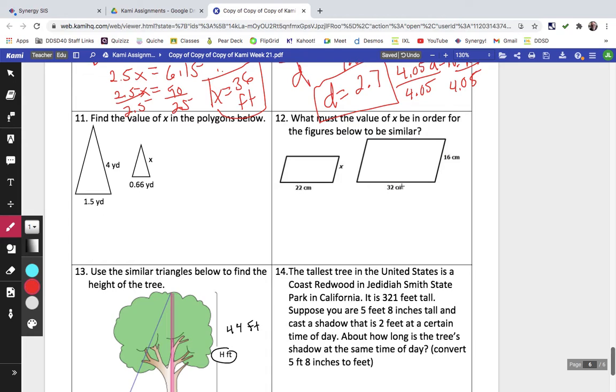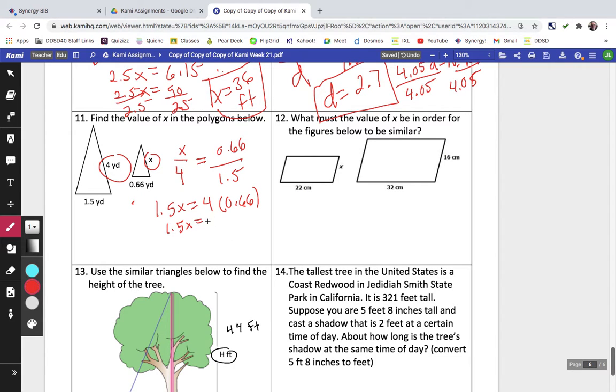Right, 3 more problems. Find the x in the polygons below. So I'm going to do small and large, x to 4. So I got that x and that 4, they match up, and 0.66 to 1.5. So 1.5x equals 4 times 0.66. 4 times 0.66 equals 2.64.